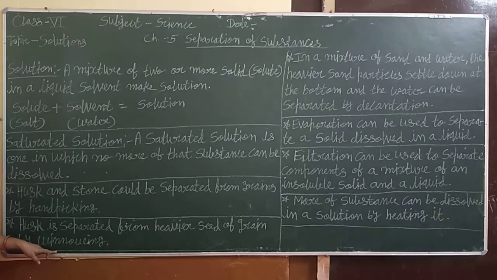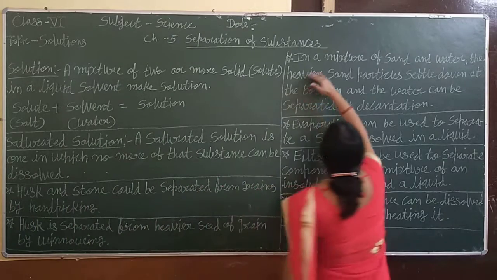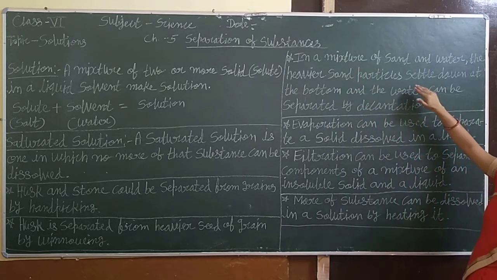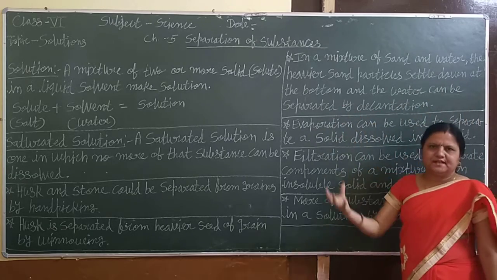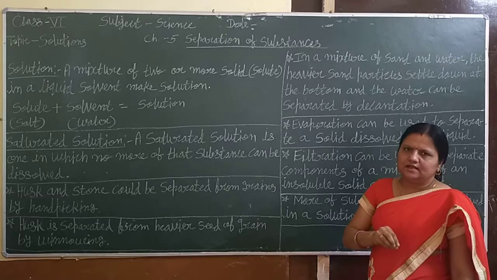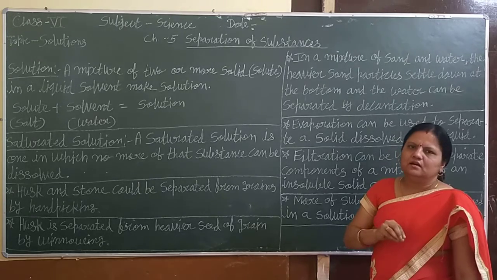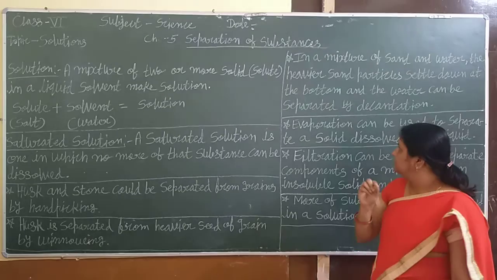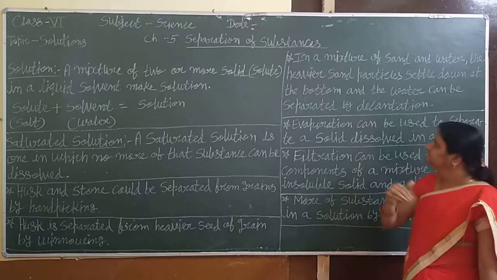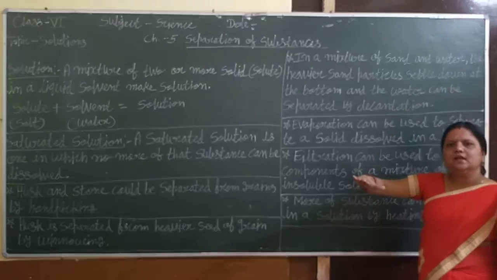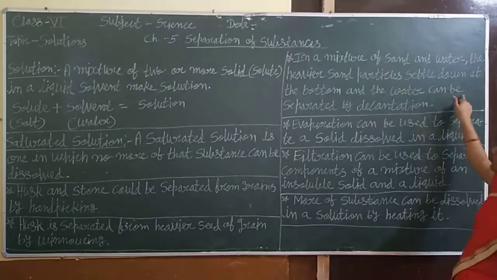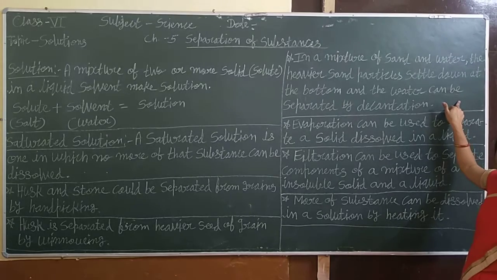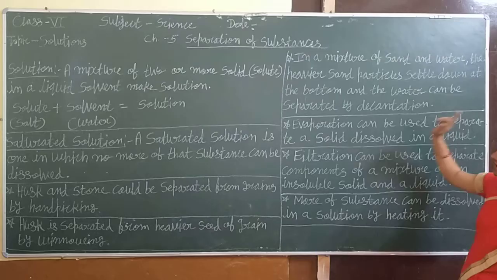We have already discussed that, and now we see that in a mixture of sand and water, the heavier sand particles settle down at the bottom. First take a container or pan, pour water and mix soil in the water. After some time, stir it and we see that the soil settles down in the water, and on the upper layer, we can see water. The water can be separated from the settled soil by decantation. Decantation is another process which is used to separate sand and water.